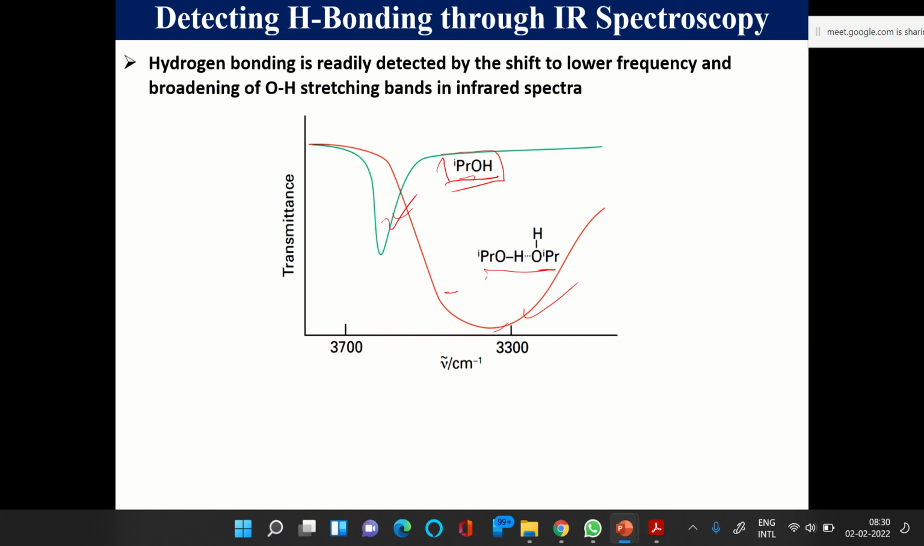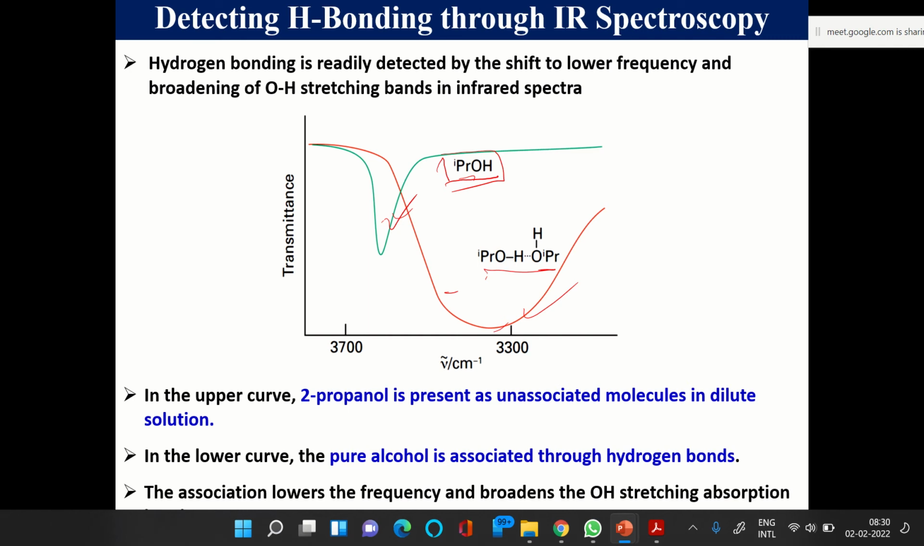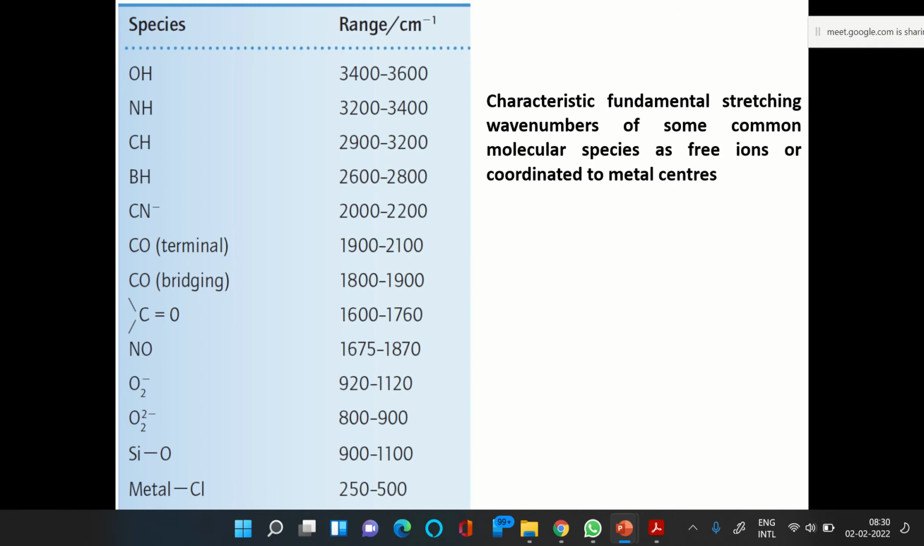The purpose is to keep the isopropyl molecules away from each other. They should be as far apart as possible so that no hydrogen bonding results. In that case, if you are able to avoid any hydrogen bonding, you will get the green curve. Okay, so this is the idea. So identification of this thing happens like this. Characteristic fundamental frequencies or the stretching wave numbers in this range for OH. So this is a summary of the things that we will be dealing with.